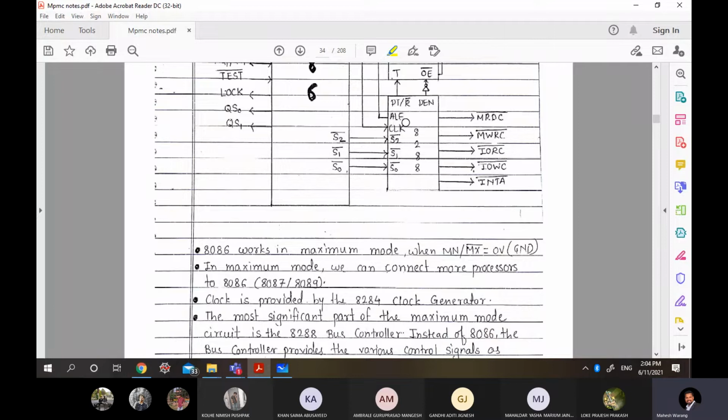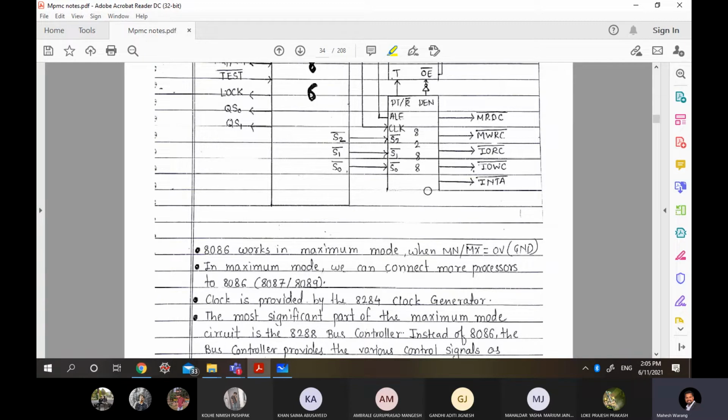But as I told you, the 3:8, we have to just treat as a 3:8. So it has to create 3 more signals. Which ones? ALE, DT/R bar, and DEN. Keep in mind it generates DEN, not DEN bar. Getting it? It is like a 3:8 decoder, but just to remember, it is not actually a 3:8 decoder. It takes 3 inputs, S2, S1, S0, which we get in maximum mode, and with this it will generate the control signals. Whatever memory read, IO read and INTA bar are needed, it will generate. But the latch and transceiver require 3 signals: ALE, DT/R bar and DEN.